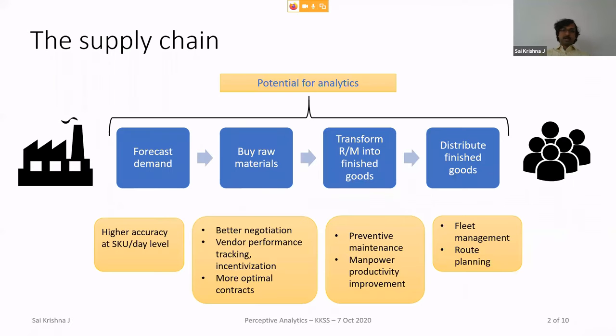Both the cases that I plan to explain were in the field of supply chain management. That is, what kind of analytics techniques can we apply in the field of supply chain management. Just to set some context here, what comprises the supply chain? The supply chain is the set of activities which help you take the product from the factory where it is manufactured to the customer. Now, what are those activities?